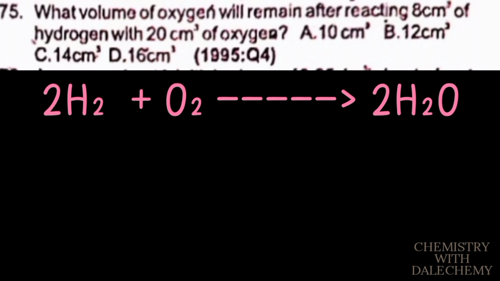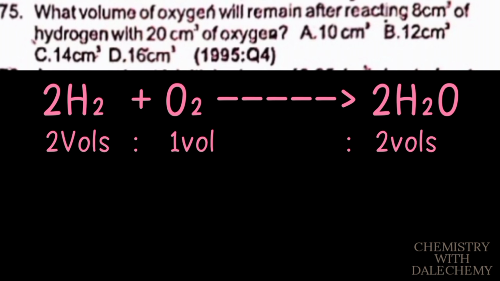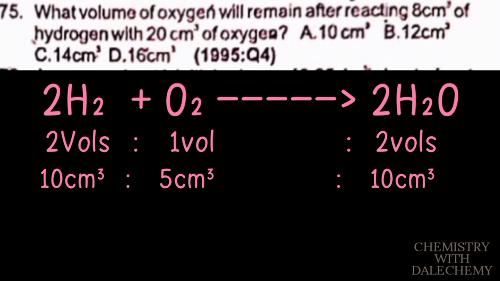Which is 2H2 plus O2 to give 2H2O. The implication of this is that if we have two volumes of hydrogen reacting, one volume of oxygen will be reacting with it, and I will be having two volumes of H2O formed. So let's say now we're having 10 cm cube of hydrogen. Definitely we'll be having 5 cm cube of oxygen reacting with it, that is 10 to 5 is 2 to 1. Then 10 cm cube of H2O will also be formed because it is 2 to 1 to 2.